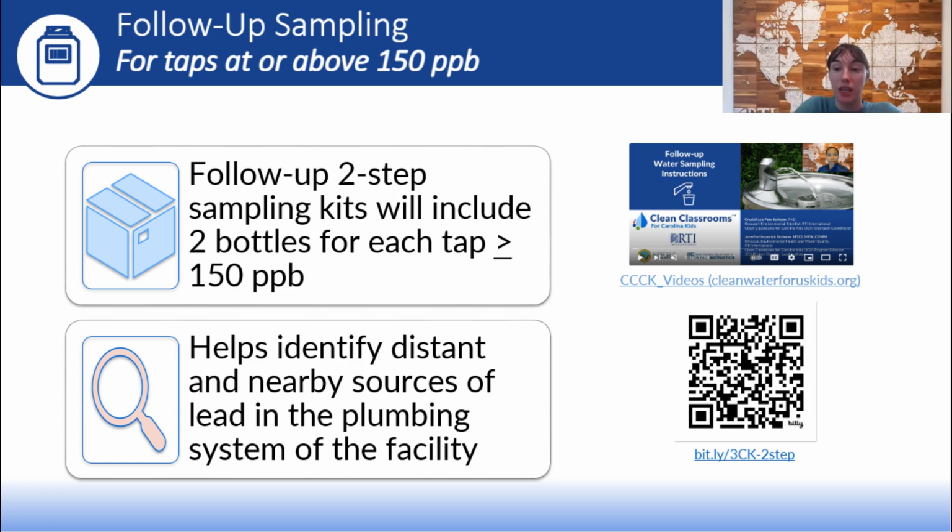The follow-up sampling kits will contain 2 sample bottles for each tap, along with sampling instructions and a chain of custody document. The 2 bottles will be used to collect a first draw sample and a 30-second flush sample, which helps identify if the source of lead is close to the tap, like the faucet or nearby plumbing components, or far away in other parts of your building's plumbing system. Our resource page has additional guidance if you need to conduct this follow-up sampling.